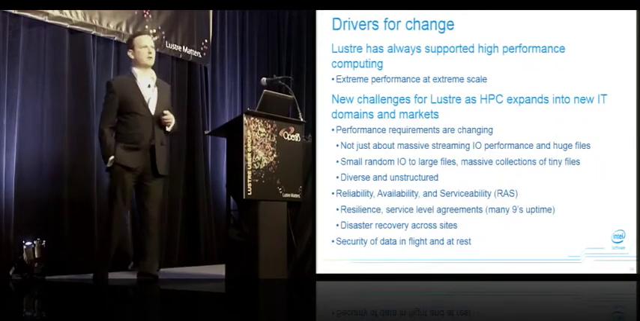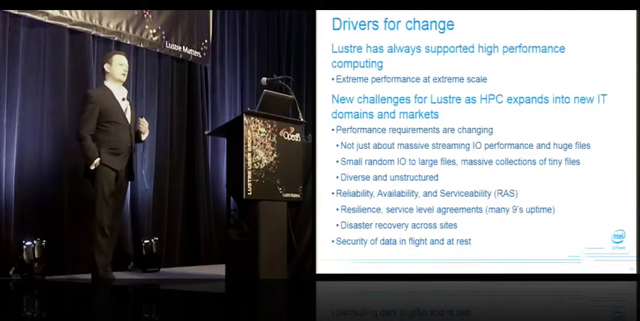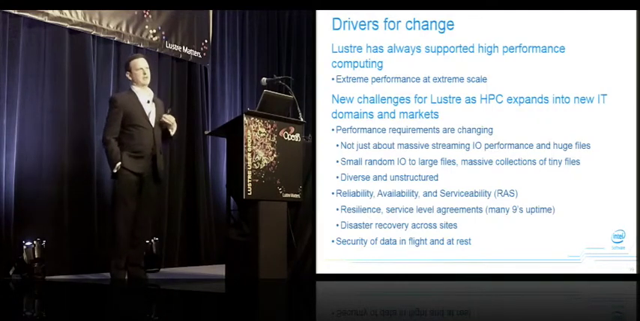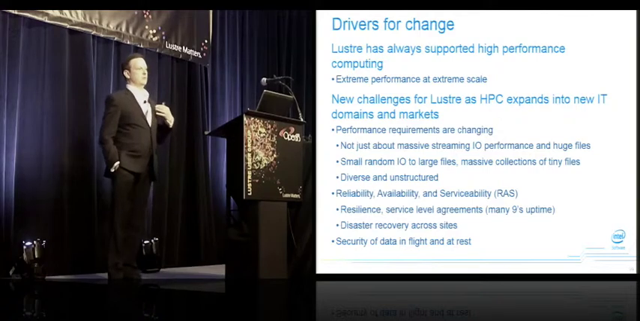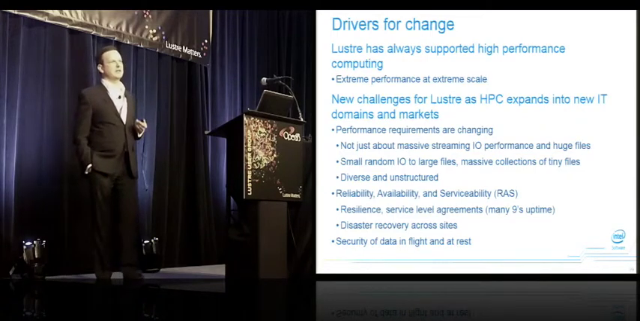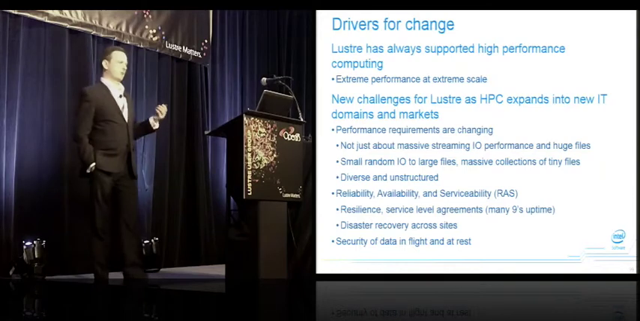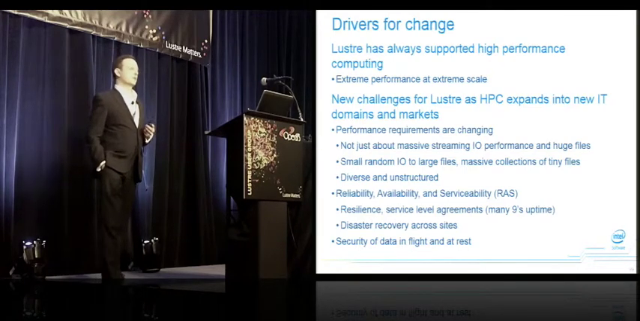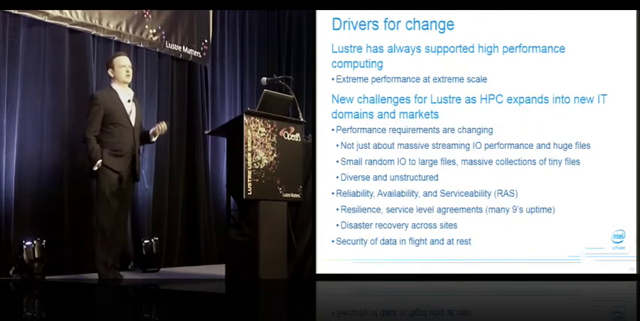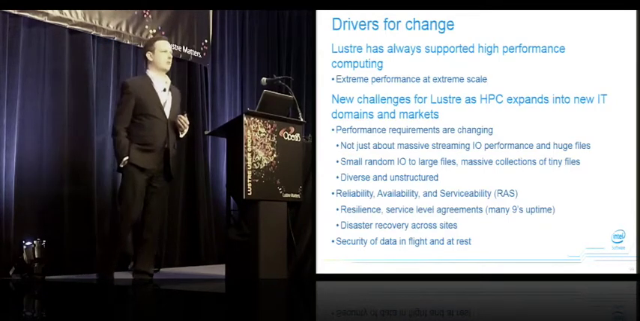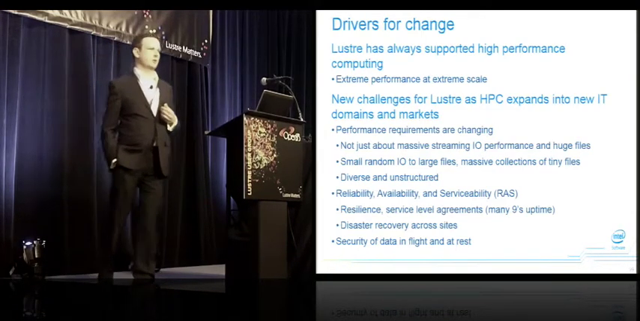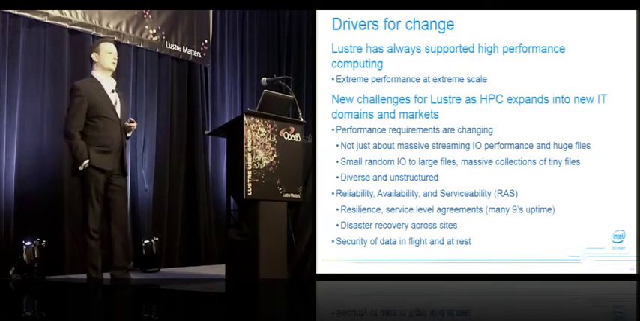So Lustre's always been really good at the big numbers, right? It's an extremely performant, extremely scalable file system. But we see these new challenges coming in as we try to put Lustre into new IT domains. We see different requirements around performance, different requirements around reliability, availability, and serviceability. We're seeing requirements around security and so on as well. So it's not just about massive streaming I/O. We're not just checkpointing RAM anymore. And we're not dealing with scratch. These are production file systems, and production file systems bring in other problems. So I want to have a look at some of the potential solutions that Lustre can bring to bear for some of these issues.